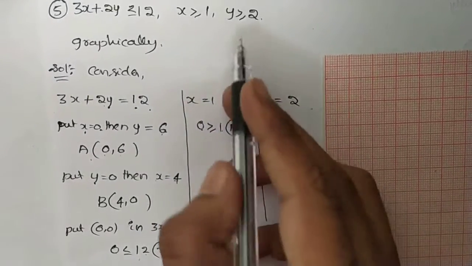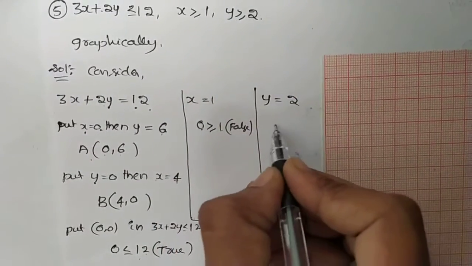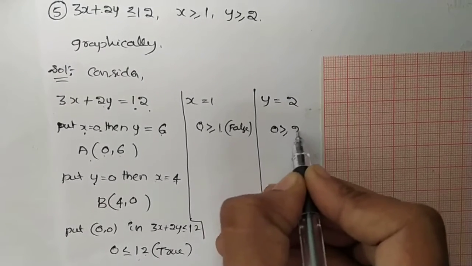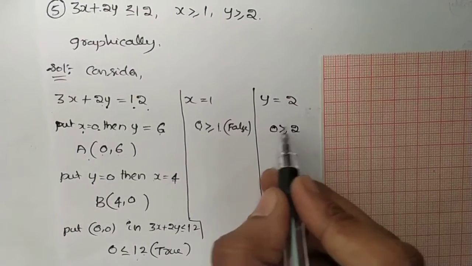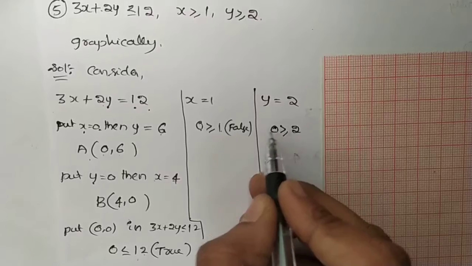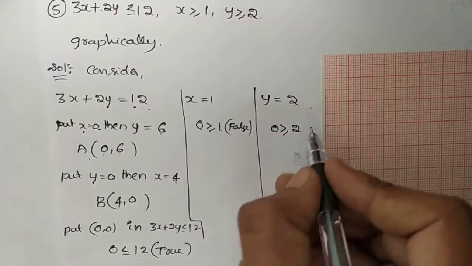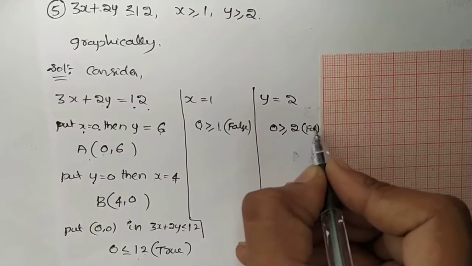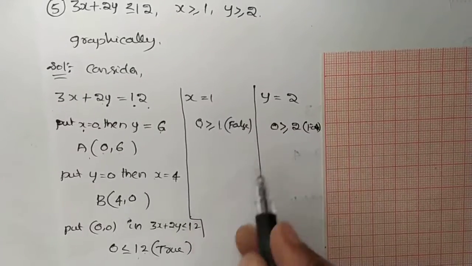Similarly, 0 is greater than or equals to 2. It says that 0 is more than 2. 0 is larger than 2. Is this true? No, it is not true. It is false. It is also false. No need to find C, D, E, F.